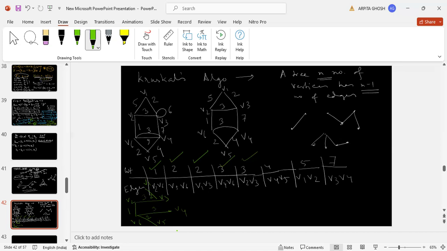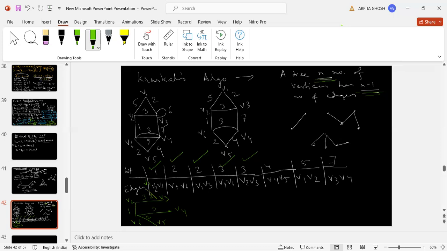Now see how many points were there in the original graph. There were 6 points. So now see, a tree with n number of vertices should have n minus 1 number of edges. So if there are 6 vertices, the tree will have 5 edges. Already we have got 5 edges. So this is the required shortest spanning tree.